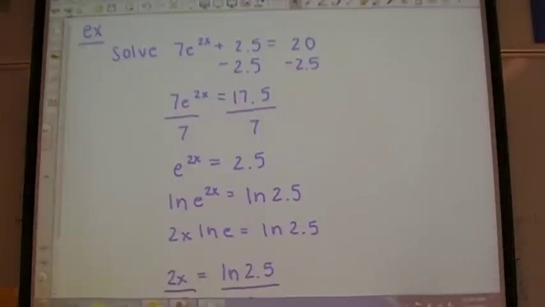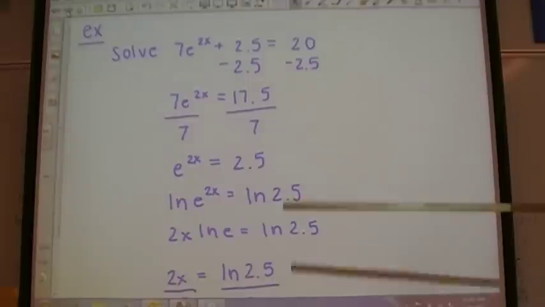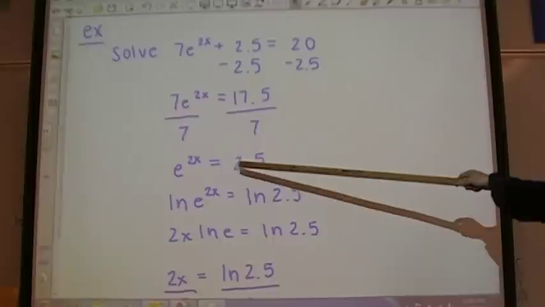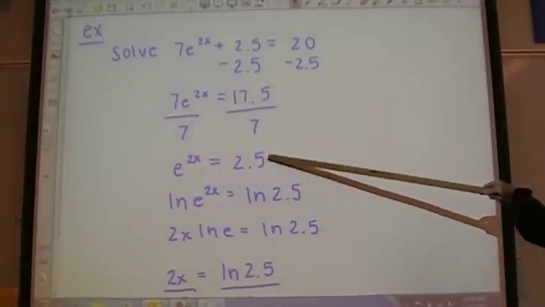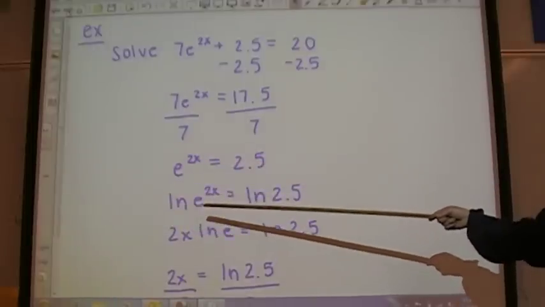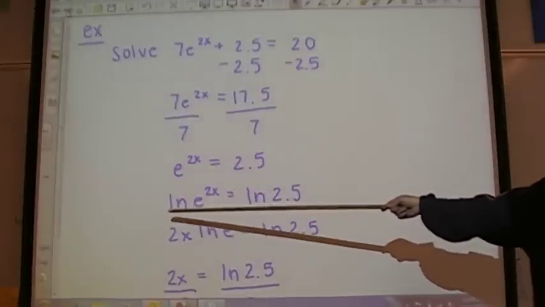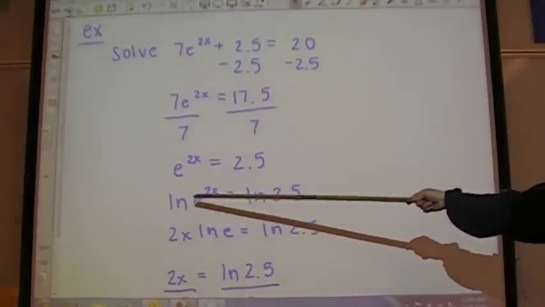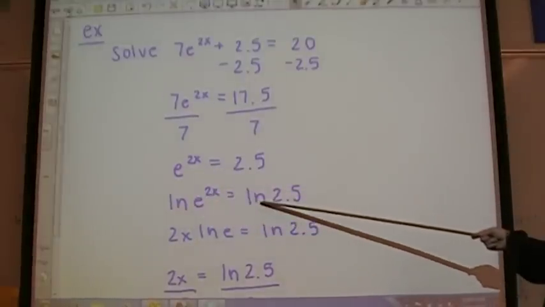Is everybody okay up to that point? e^(2x) = 2.5. Do I have any questions up to here? Okay. Now, just like we did last night, when I get an equation like this, I put a natural log in front of both sides. Since we have e, we're going to put a natural log in front of both sides.